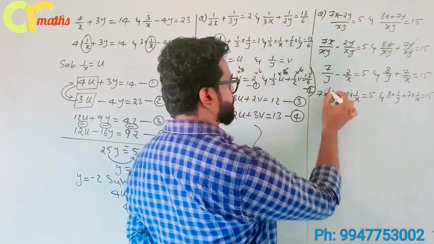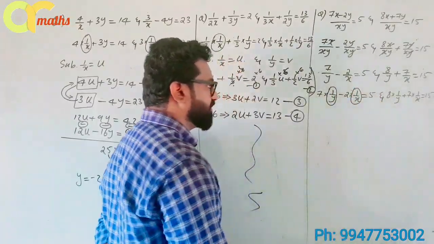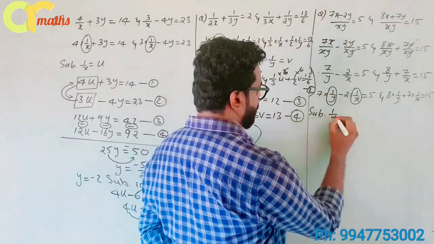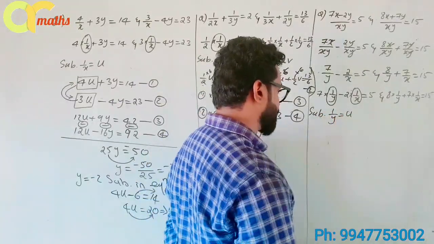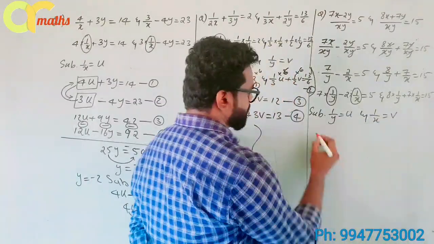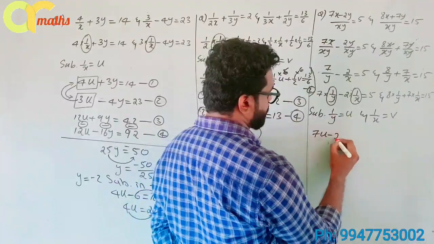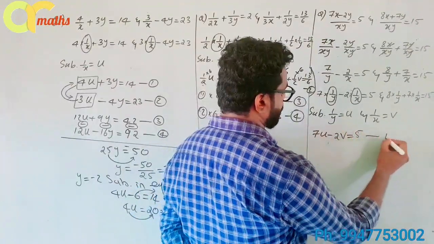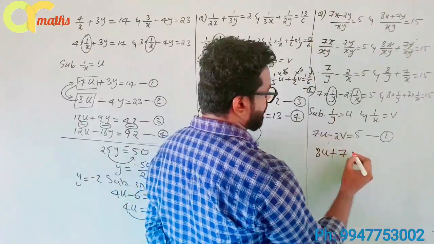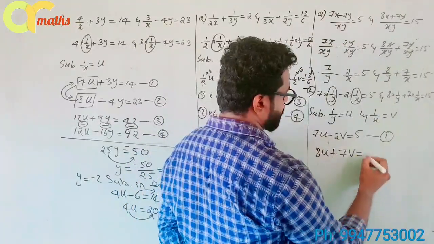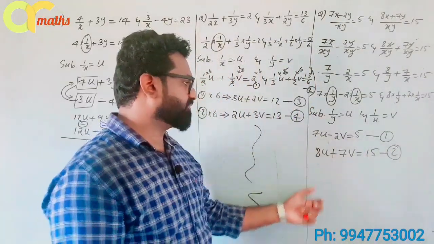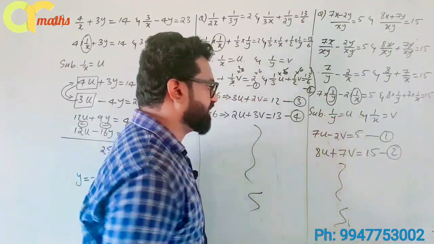Here you can substitute 1 by x and 1 by y by u and v. So substitute 1 by y equal to u, and 1 by x equal to v. So 7u minus 2v equal to 5, first equation. 8u plus 7v equal to 15. You got second equation. Then simplify and find yourself its value of x and y.